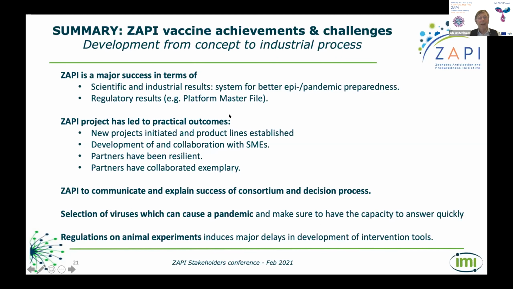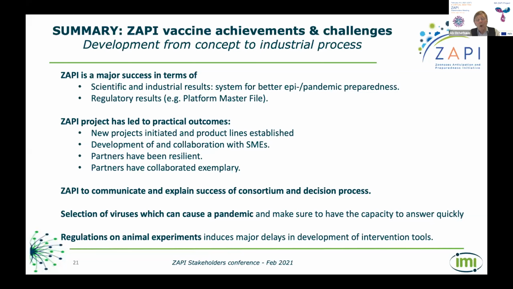So if I can make an overall summary of all the ZAPI vaccine achievements and challenges, it is really the development from a concept, from the drawing board, to an industrial process. And ZAPI has been a major success, I should say, in terms of the scientific data that have been generated, the industrial results, a system for better epidemic and pandemic preparedness, apart from the regular vaccines that need to be made. And then, of course, the PMF that I mentioned before. It has led to very tangible and practical outcomes.